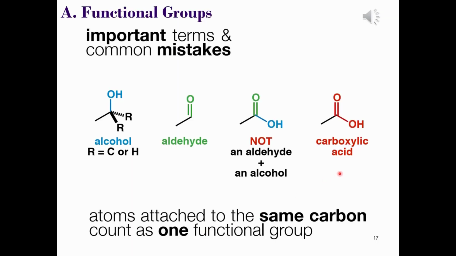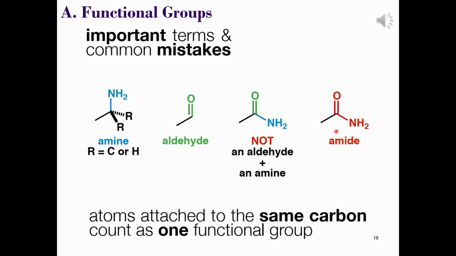One of the most commonly made mistakes by students is they will look at a carboxylic acid and they will say that, oh, this contains an aldehyde and an alcohol together. But here we have to remember that atoms attached to the same carbon count only as a single functional group. So if there is a carbonyl and an OH, this in itself is a carboxylic acid.